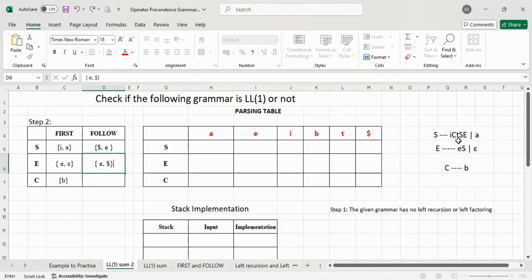Let us check what is follow of C. Yes, the follow of C is right. It is T. Okay. So this is how we have calculated first and follow. So we are done with the second step.